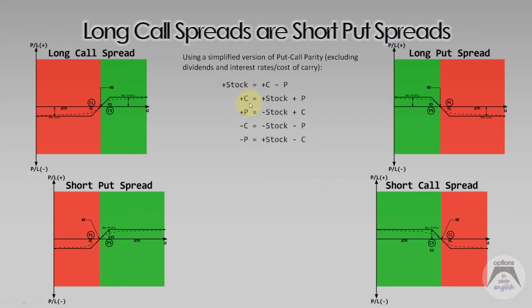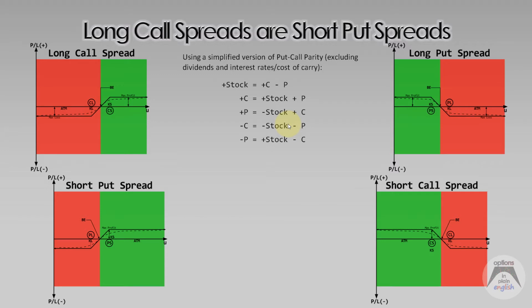Long call is going to be long stock and long put. Long put is going to be short stock and long call. Short call is going to be short stock and short put. And short put is going to be long stock and short call. We're going to use these elements to dissect all these positions.